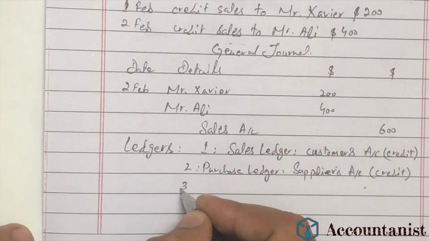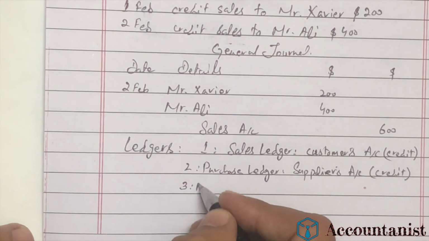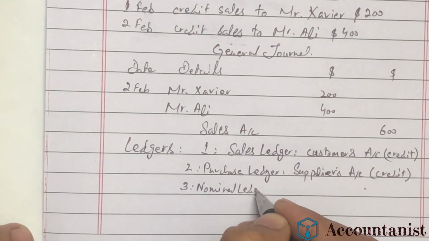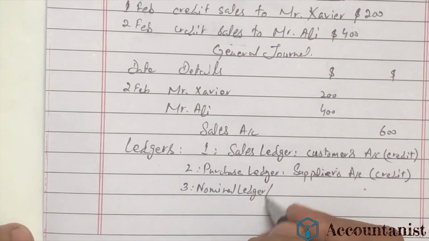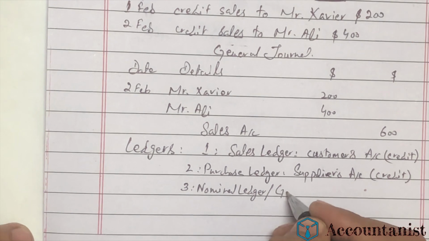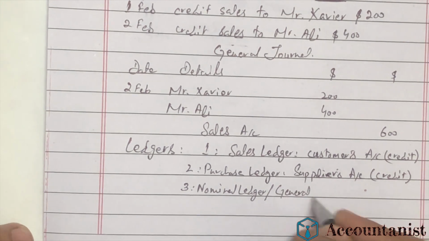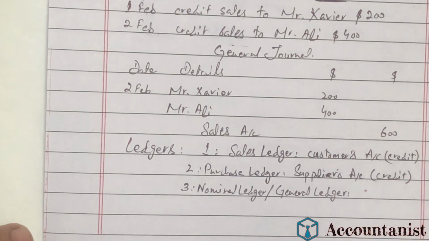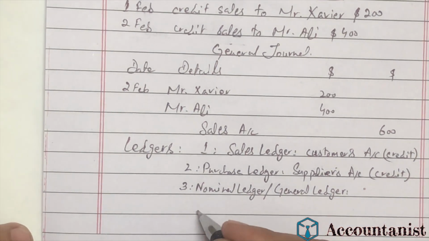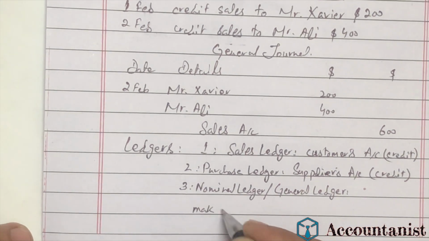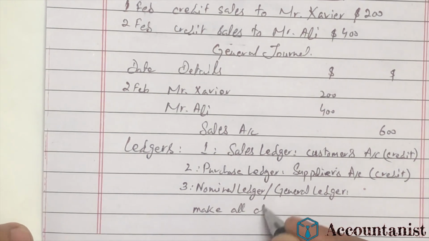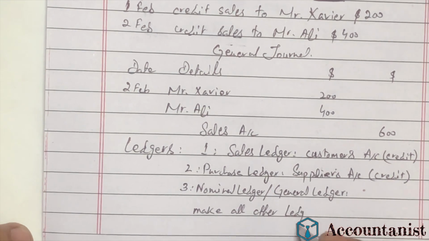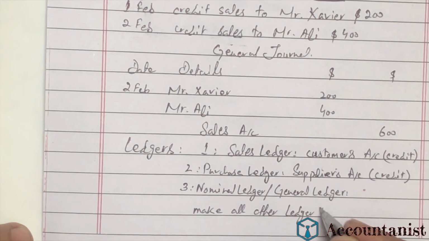The third one that we will have, we named it the nominal ledger or general ledger. In this ledger we make all other ledger accounts, meaning the T accounts.